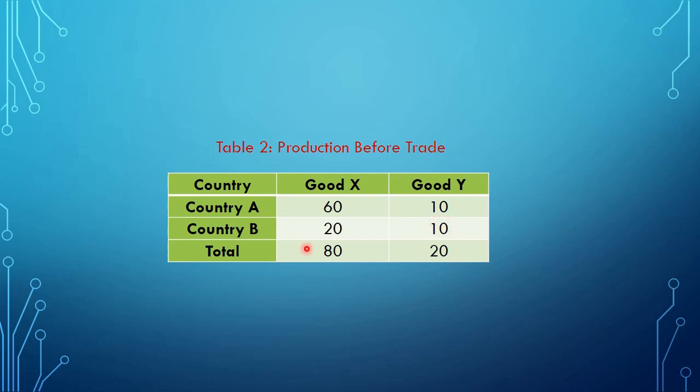Okay, so this is the total world production. In this case, we assume that we have two countries only.